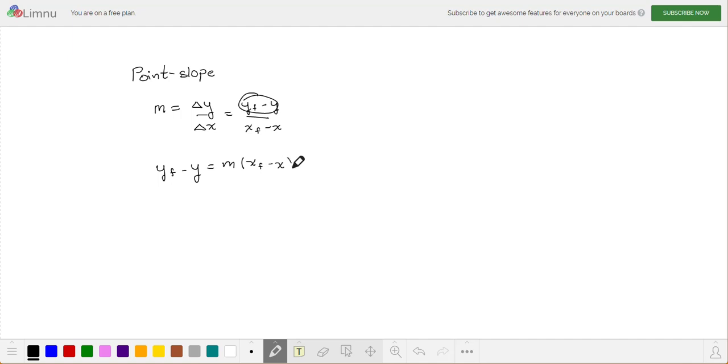So this is the equation that maybe your teacher said you should memorize. This is the point slope form. So what it tells us is if we have some specific values of x and y right here, for example our x final, then it's going to give us a general equation for y in terms of x.